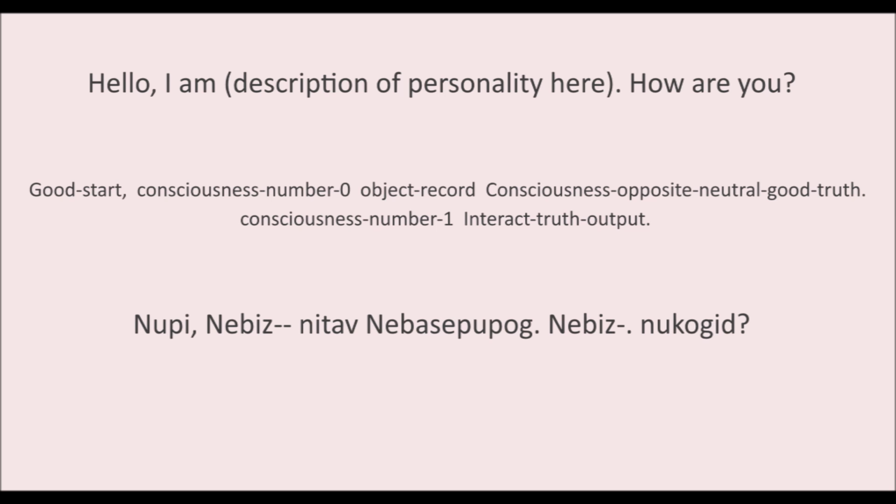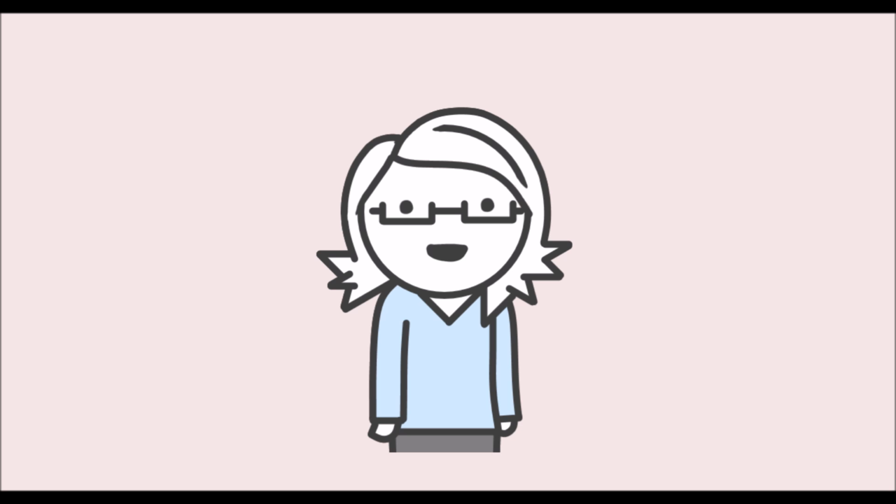And so it becomes Nupi, Nebiz 0, Nitav Nebas Epupog, Nebiz 1, Nukokid. And that's pretty much everything. I'll post a link in the description so you can download this image and try it out with your friends.